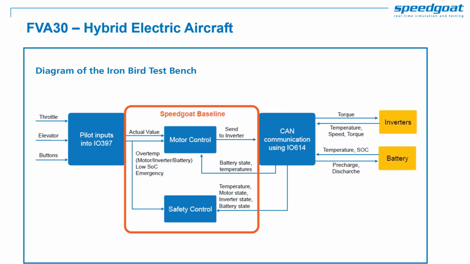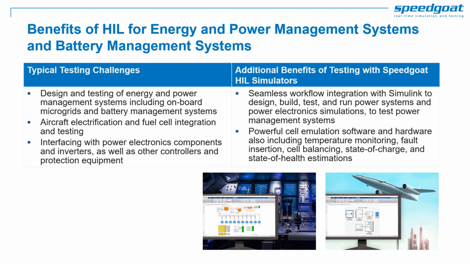The baseline target machine acts as the controller and heart piece for the Ironbird. From the pilot side, input commands such as throttle and elevator angle are read into the target machine. Inside the target machine, the actual motor control takes place. On the test bench, the target machine is controlling the motors through the inverters as well as the batteries.